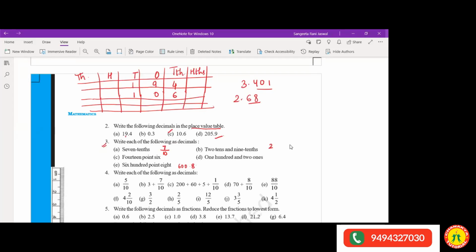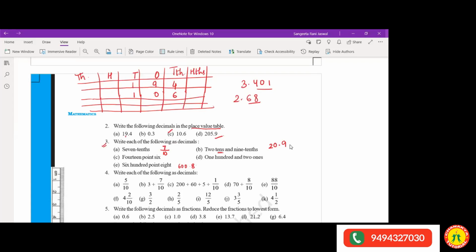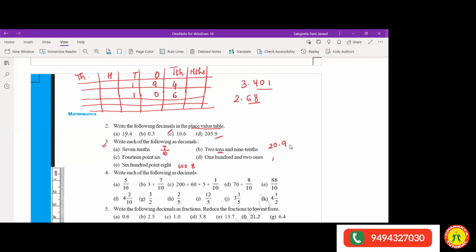Ma'am, 20.9. Yes, 2 is at the tenth place. Okay, the ones place is 0 and 9 is at the tenth place. So this becomes 20.9. Now Charvik, you tell me, how will you write this, 102 ones? Ma'am, it's 102. Yes, it's 102. Ma'am, point zero. Okay. So when there is no decimal point, that means there is zero after the point, right? The decimal point comes at the end.